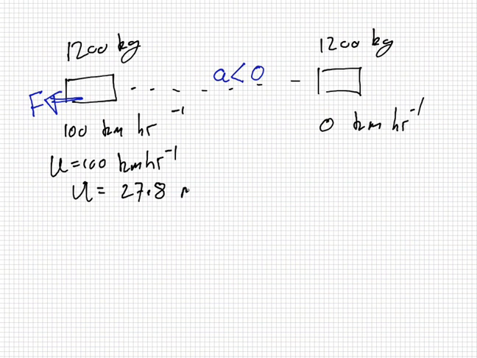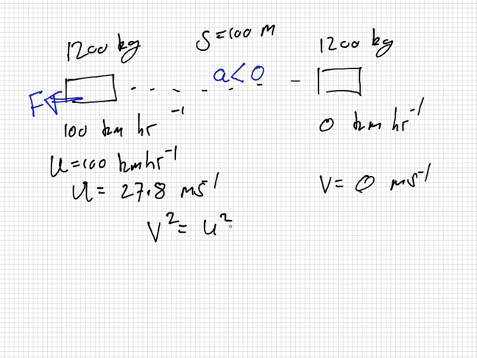I got roughly 27.8 meters per second, and here V is 0 meters per second. I know the S as well: 100 meters. So I can say V squared equals U squared plus 2AS. 0 equals 27.8 squared plus 200A.